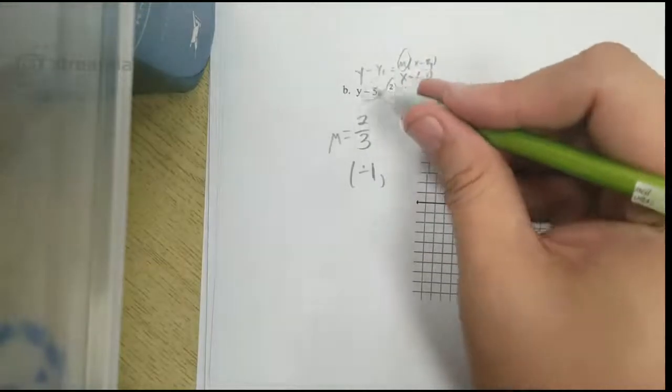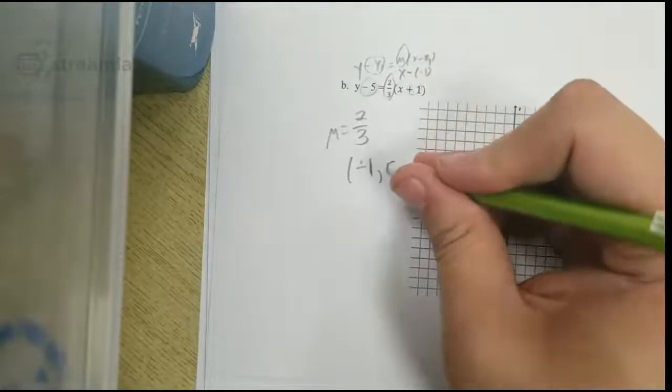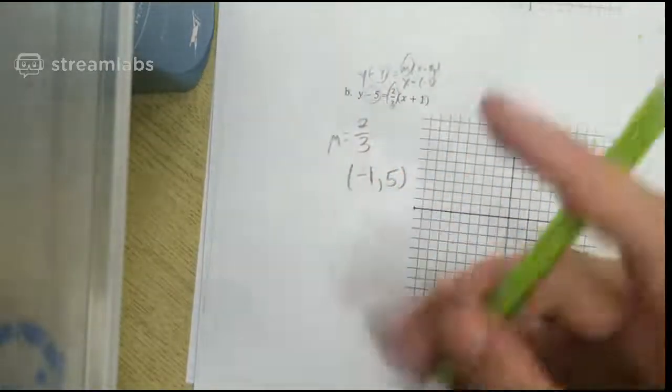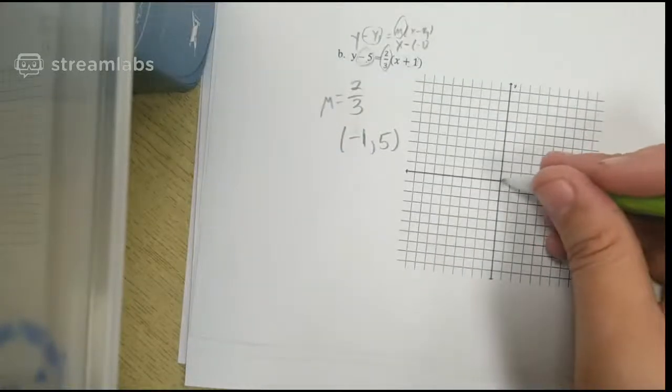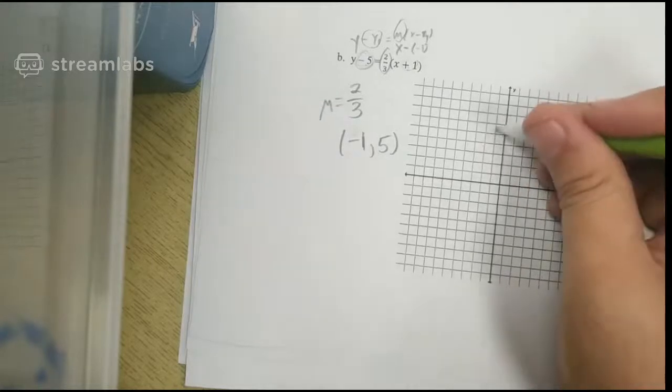And the other way you could think about it is because the equation says minus, you have to flip the sign. So it was -5 here, it's going to be positive 5 on the point. So we have -1 comma 5. What that means, we're going to go left 1 and up 1, 2, 3, 4, 5.